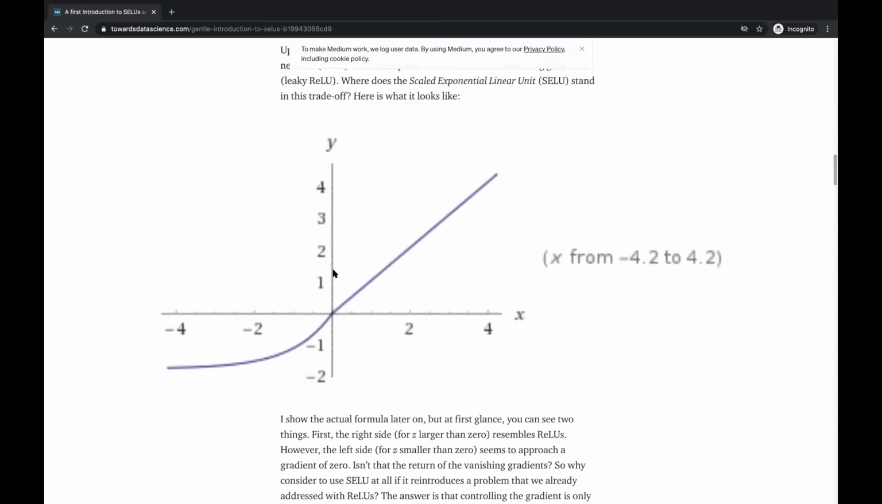So that's the picture of a SELU. I pasted a link in the chat.